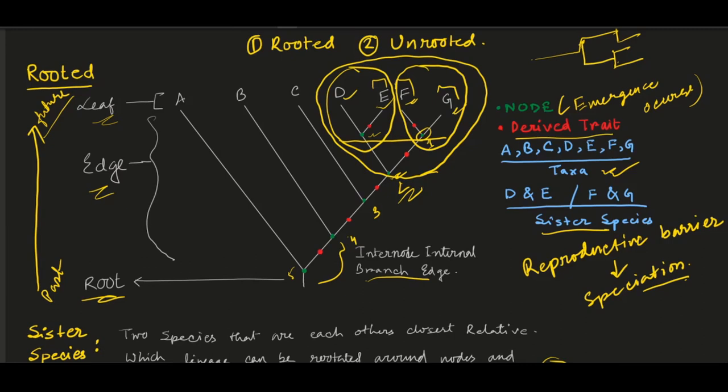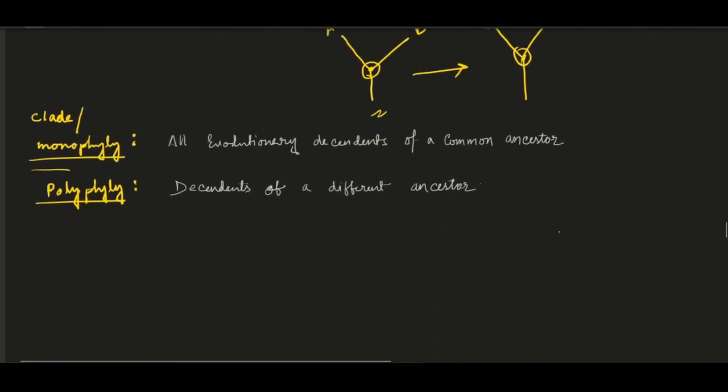So that is the difference between the clade or monophyly and polyphyly. As you can see, all the evolutionary descendants of a common ancestor are called a clade, or monophyly.